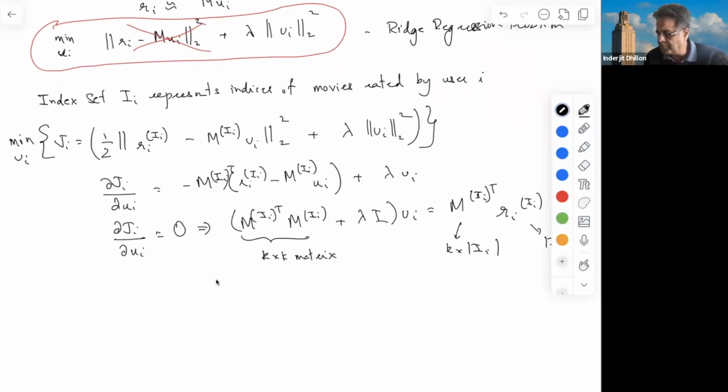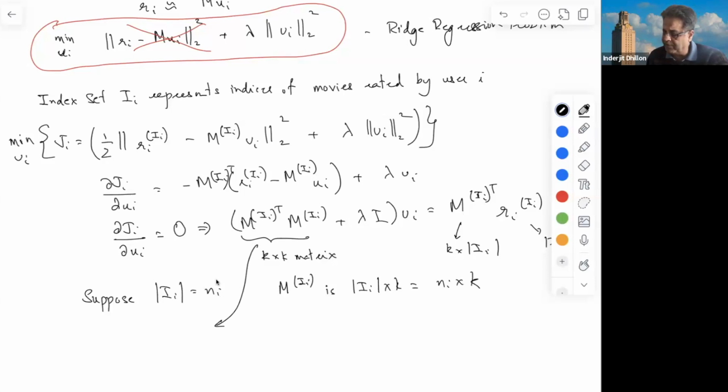Suppose now that the size of I_i is equal to n_i. So what is the amount of computation involved? Let me try to do this quickly. M_i is n_i by K, so I have to first form this matrix.